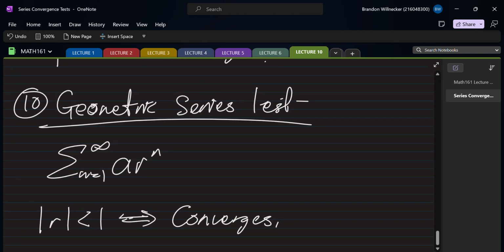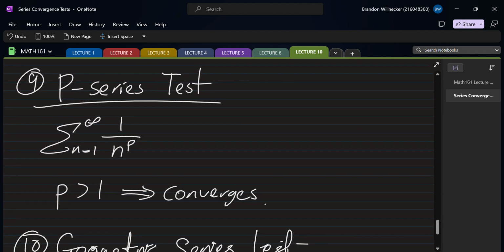Okay, so those are the 10 series tests. Some of them will be very obvious to use. For example, the geometric series, you can see what that will be. For the P-series, you can see when to use that. For the other ones, you just need to go through the examples.